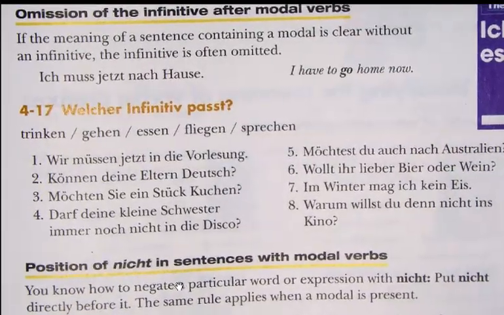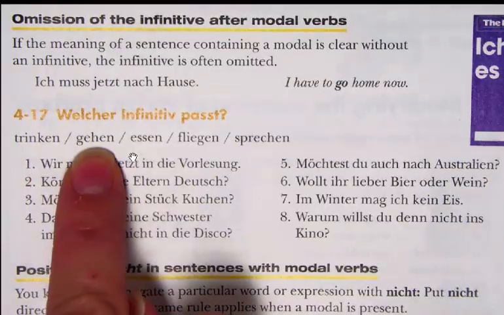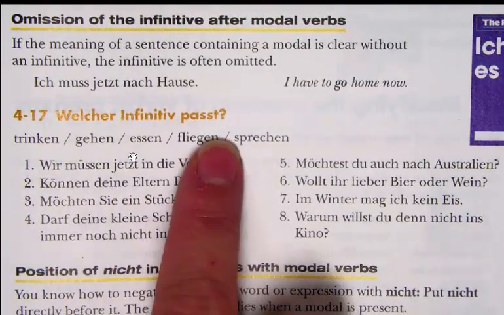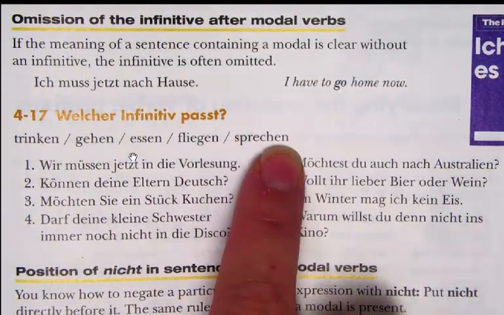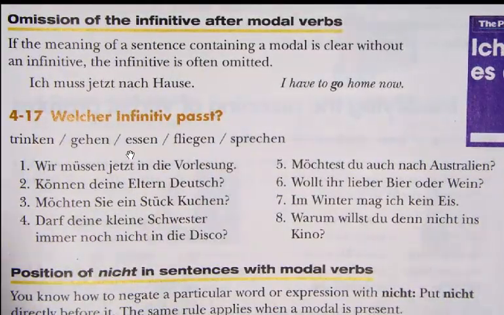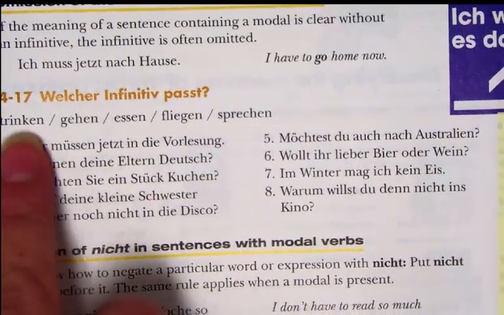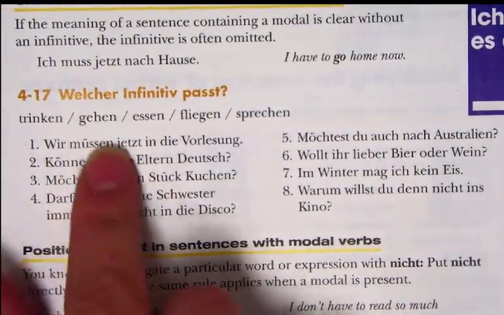exercise 4-7. So we have verbs, we have trinken, gehen, essen, fliegen, and sprechen. You should know what all of those mean. There's a total of 5 of them, and you have 8 sentences. So I'm going to go through them with you guys one by one, and it'll tell you when you're guessing whether or not you're right or not.